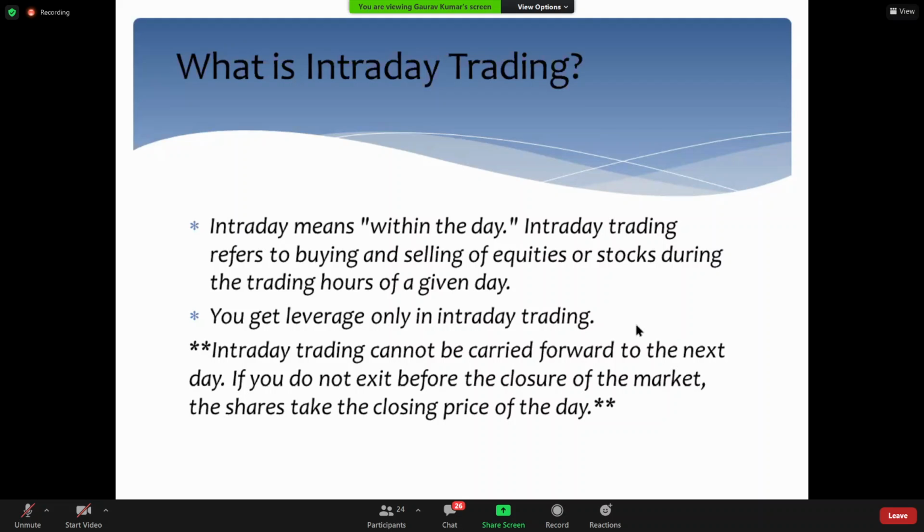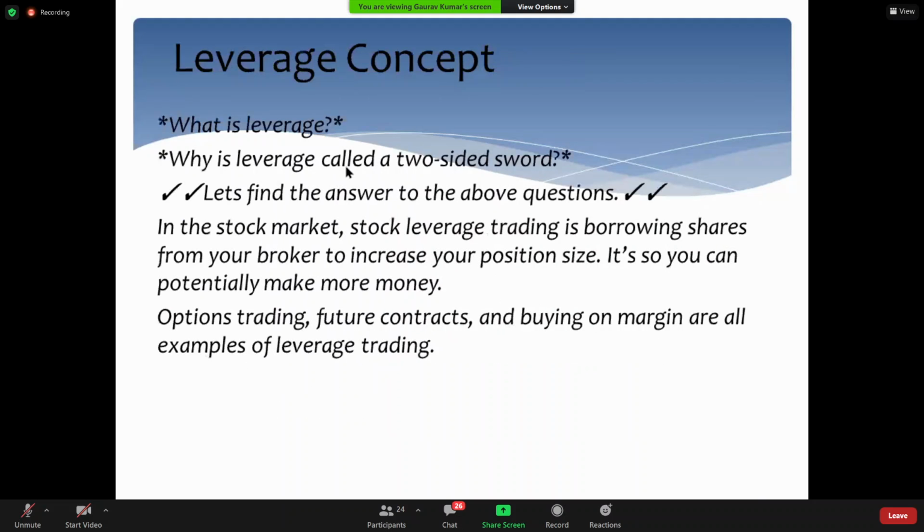Next up, here we come to one main thing, and that is the leverage concept. And why is leverage called a two-sided sword? So let's find out the answer. In the stock market, leverage trading is borrowing shares from brokers and so on, and that stuff is of no use.